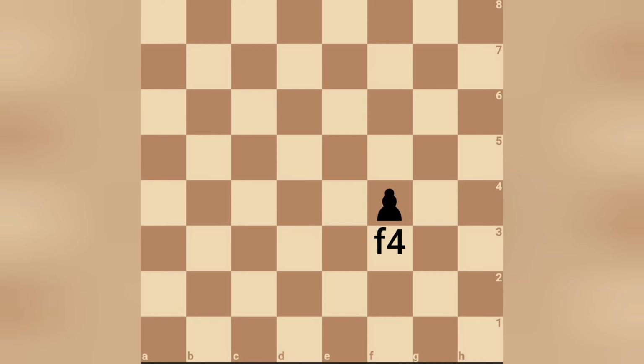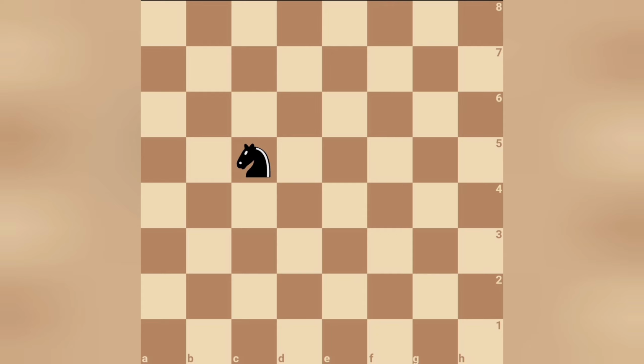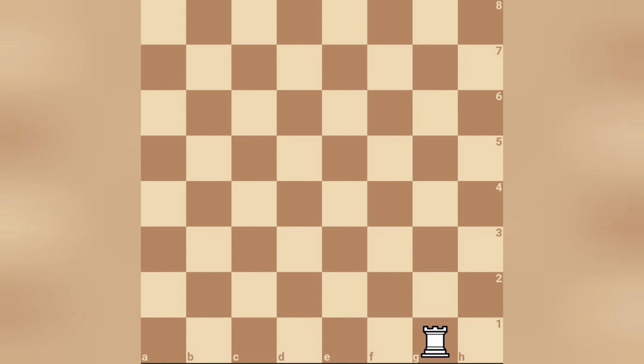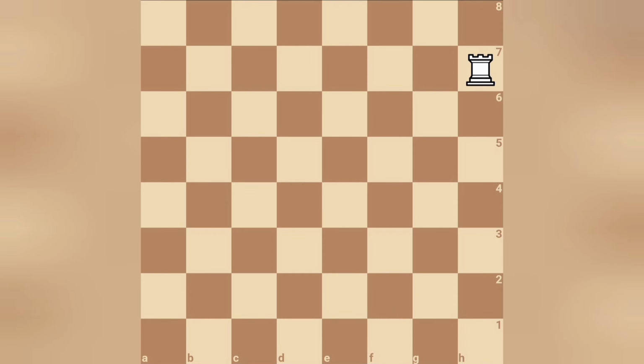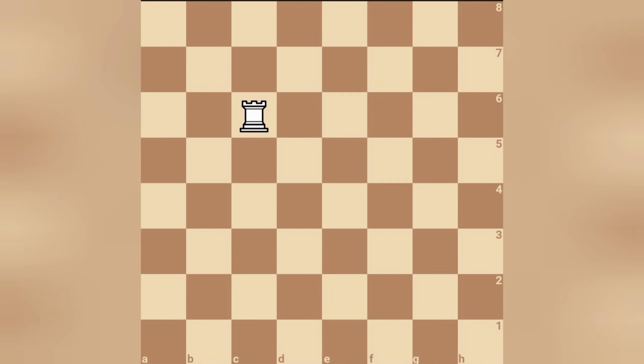F4. Knight C5. Knight B2. Rook G1. Rook H7. Rook C6. King C3. King A5. King E5.